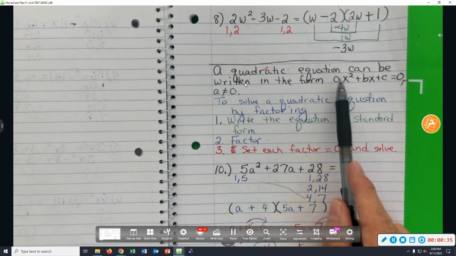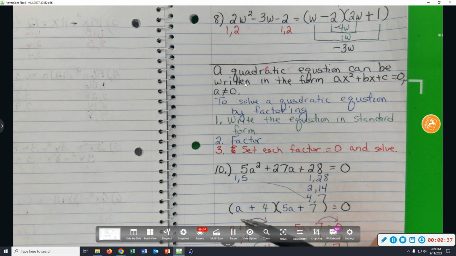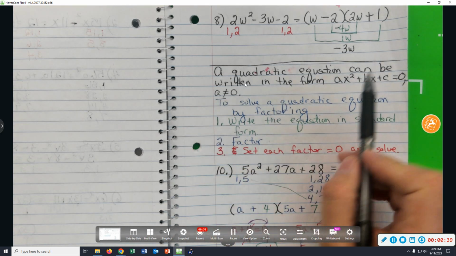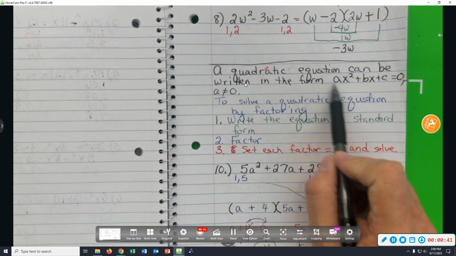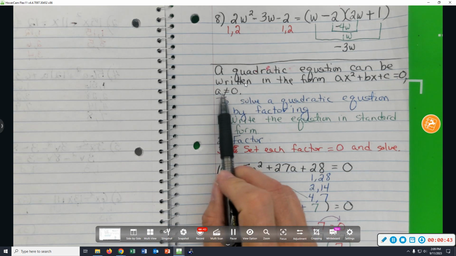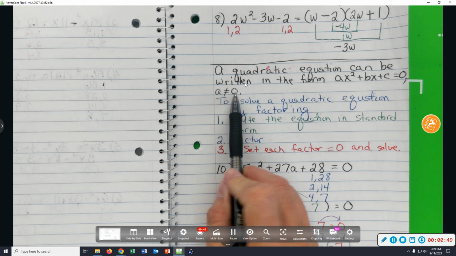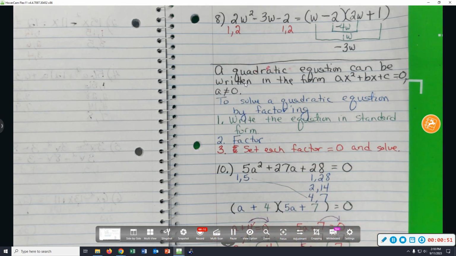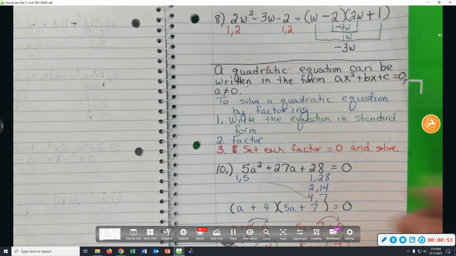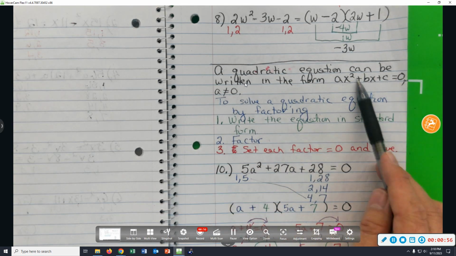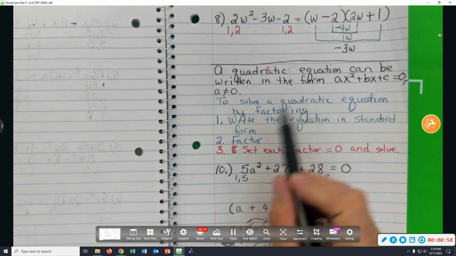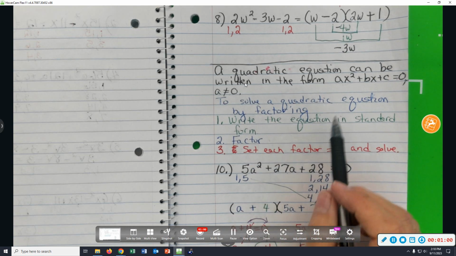x is the variable, a, b, and c are numbers, but there's got to be an x squared term, so we need to make the stipulation, if this is going to be a formal definition, that a can't be 0. b and c can be 0. a can be any number except 0. Okay? And we solve some equations by factoring.